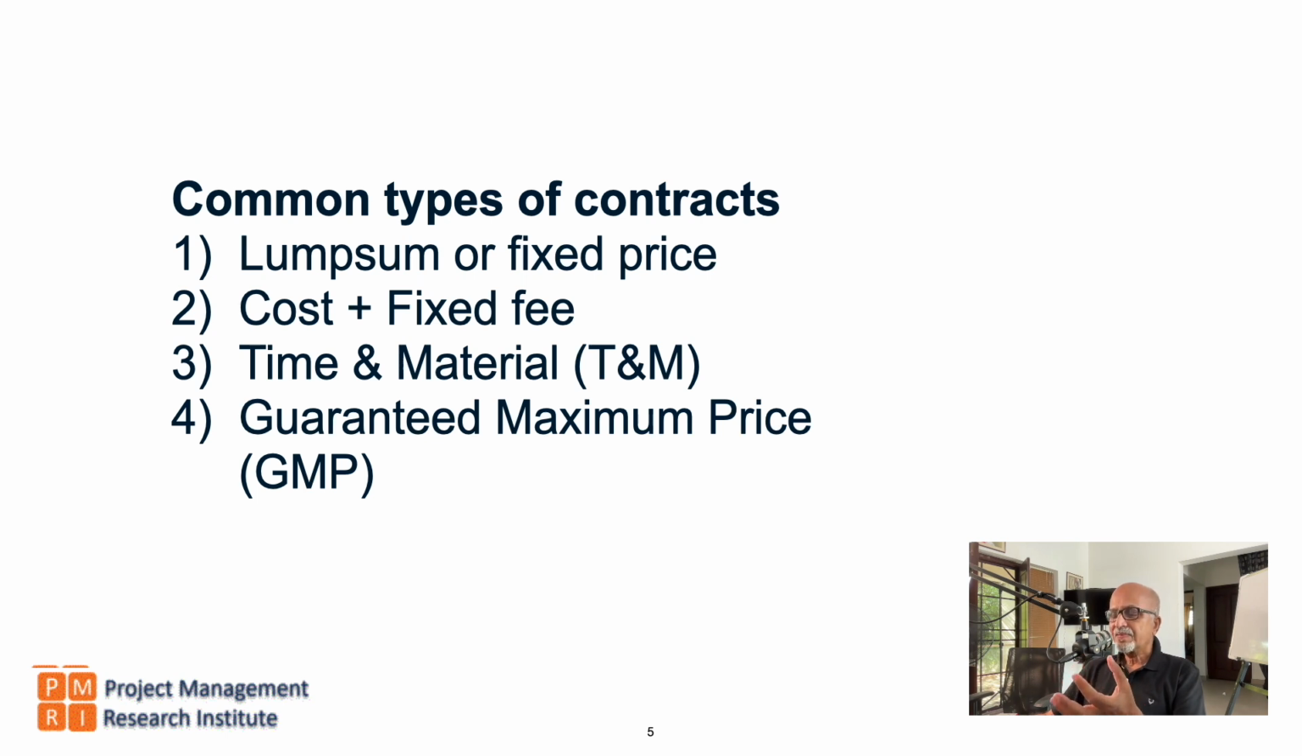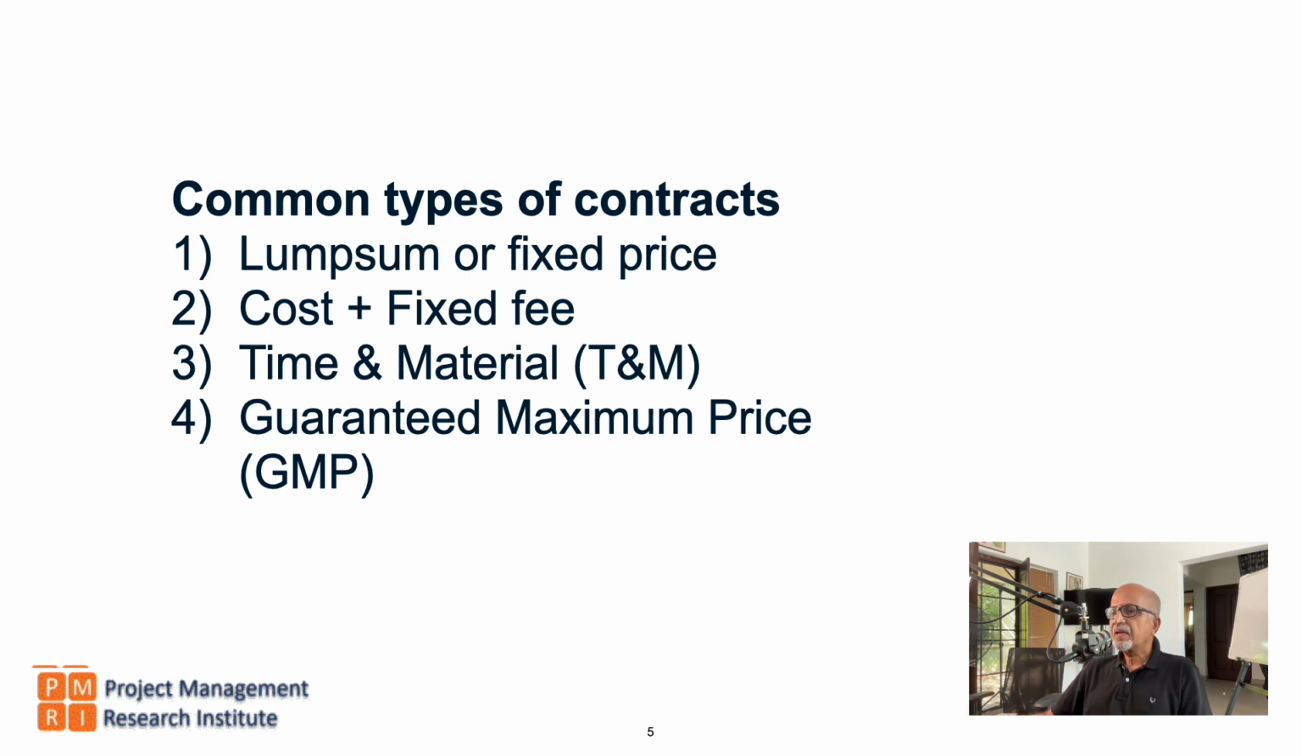Then cost plus fixed fee. The cost is reimbursed, and on a daily basis, a fixed fee is also provided to the contractor. So in all cost plus fixed fee contracts, the cost risk is with the buyer. In this case, the seller will never make a loss. Then comes time and material. As the work progresses, based on the timesheet and the material consumption, the labor and the actuals are paid.